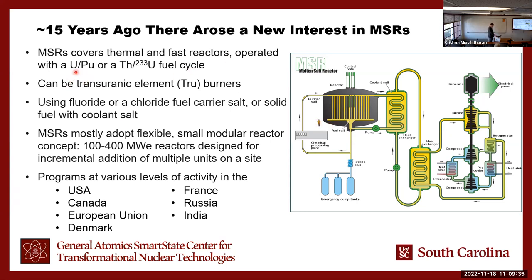They can handle the uranium-plutonium or thorium-uranium fuel cycle if you want to generate new fuel. You can consume transuranic elements, which are a long-lived component of nuclear waste. Again, use fluorides or chlorides, either as a fuel carrier salt or just the coolant. It can be relatively flexible. You can make small reactors. 100 to 400 megawatts electric is considered a small reactor today. Large-scale reactors, light water reactors, folks build about 1200 megawatts electric.